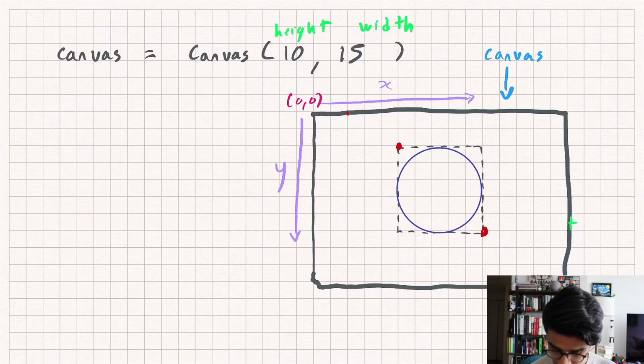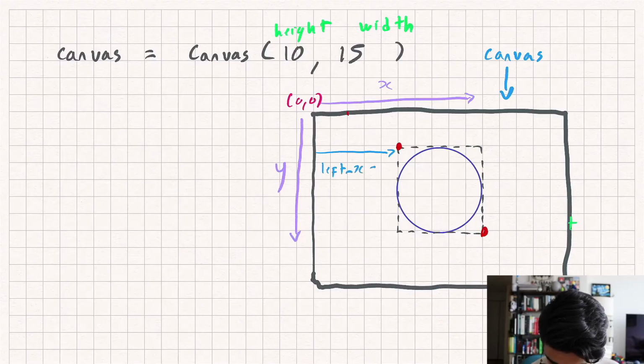So let's go ahead and draw that now, or count that now. So the first thing we need to do, let's pick a color, is figure out this coordinate over here, which is left x, and that's equal to 1, 2, 3, 4, 5.